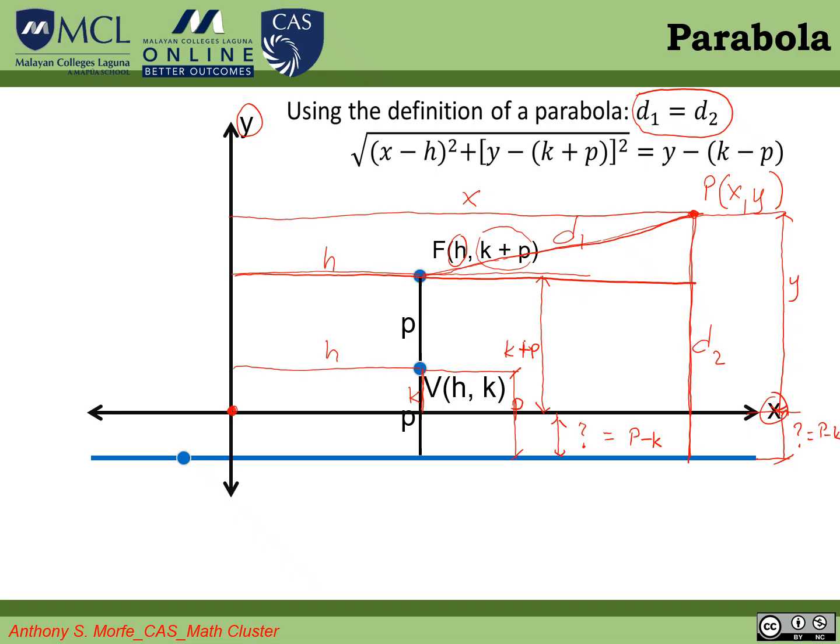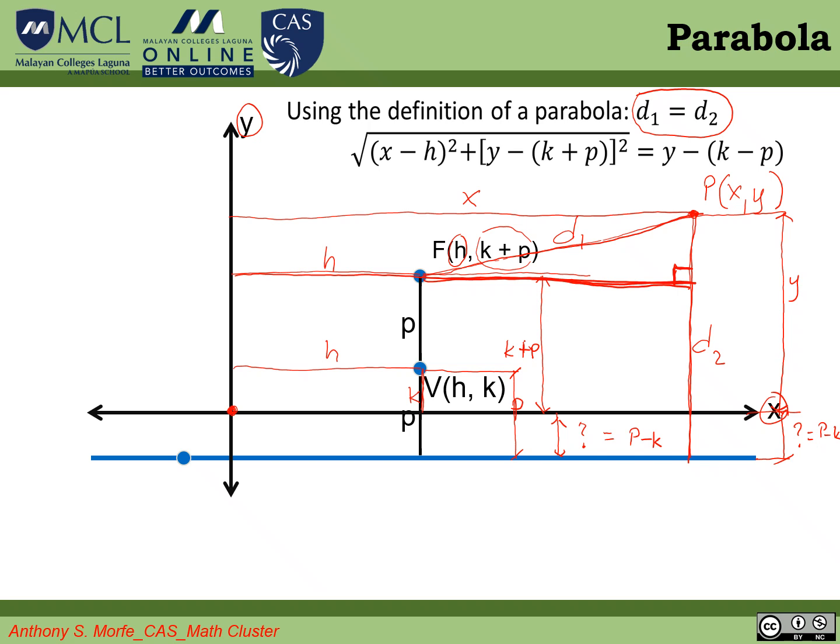we notice here, class, that we form a right triangle. Okay, so we form a right triangle. So if this is a right triangle, then we can use the concept of the Pythagorean theorem. So to solve for D1, let us solve for this length. What is this length of the triangle? What is the side of the triangle?